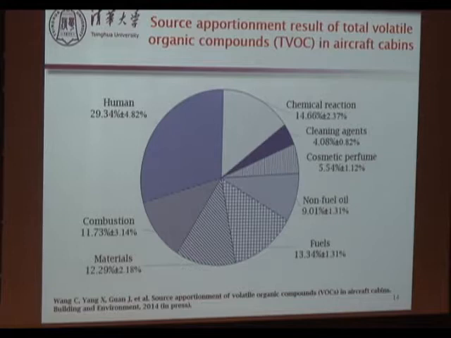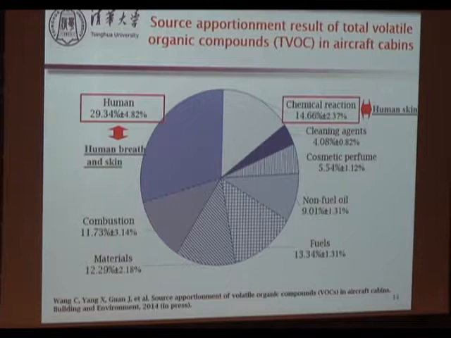This is only for total VOC, okay? For single VOCs, the result could be totally different. For the total VOC, we came up with these 8 different factors. If you look at the list, the top one is from the passengers, around 30% of the total VOC comes from the people. Second one is chemical reaction, which contributes roughly 15%. So that really reminds us we need to pay more attention to the emissions from ourselves, from humans.